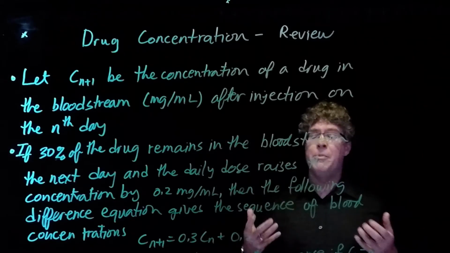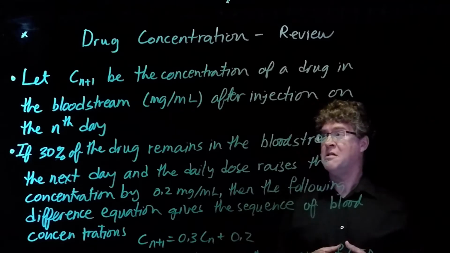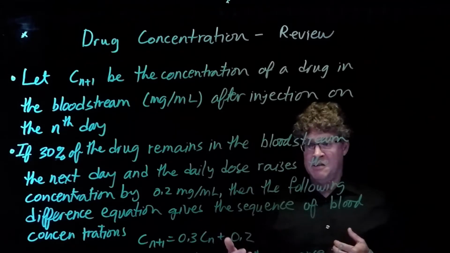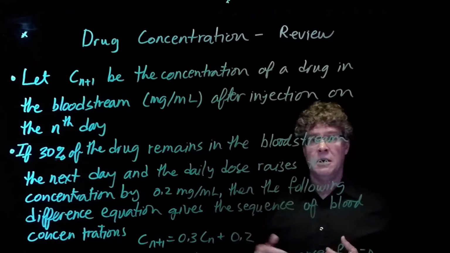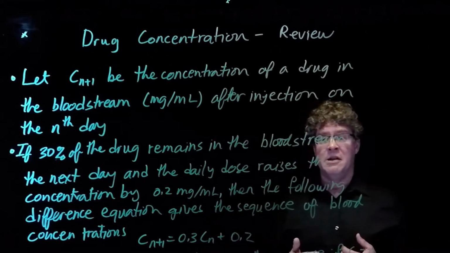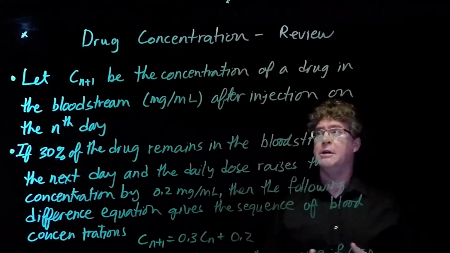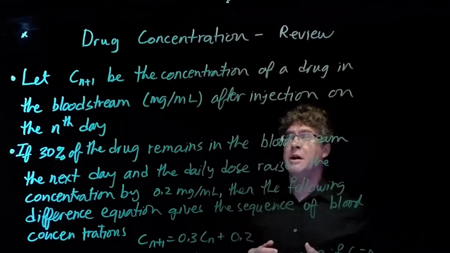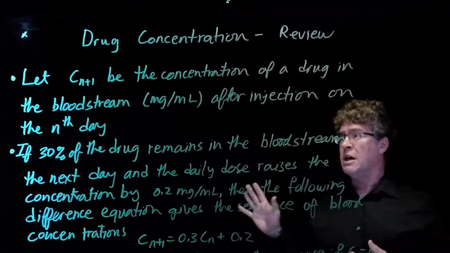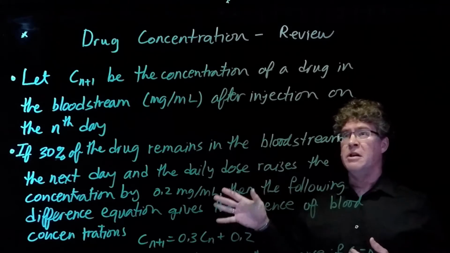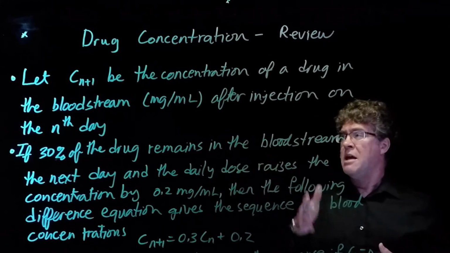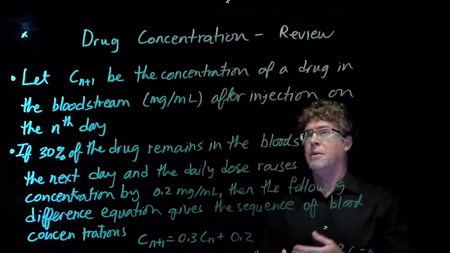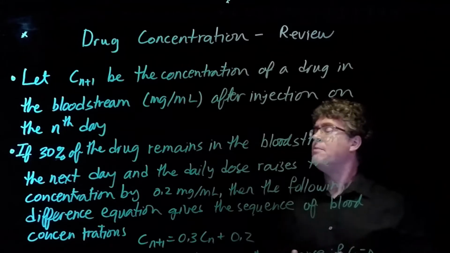And so the problem itself is from week 2 of the course. Here, there's a patient who is being administered a drug on a daily basis, and then part of the drug washes out every day. And so we use the quantity Cn+1 to be the concentration of the drug in the bloodstream after the injection on the nth day. So we're assuming that the injection of the drug is right at the end of the day.